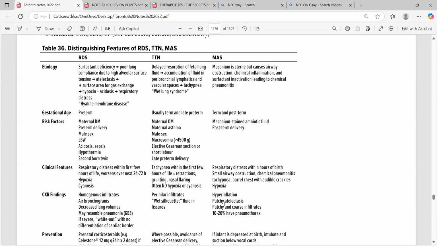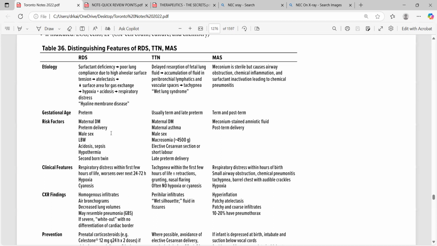So don't complicate yourself. I'm not trying to scare you, but I'm trying to prepare you, so if any weird scenario comes up, you are mentally prepared for it. RDS is basically the pre-term, TTN is basically term and late term, and then MAS is basically term and post-term. So usually bigger babies.